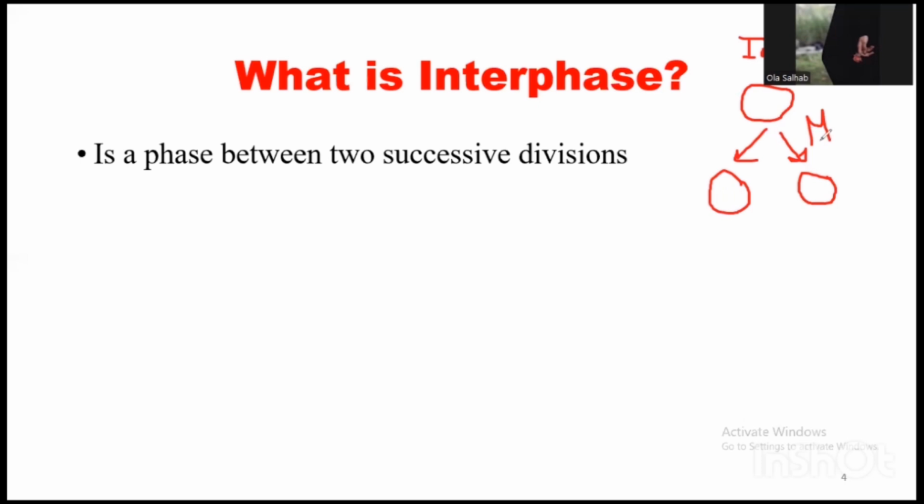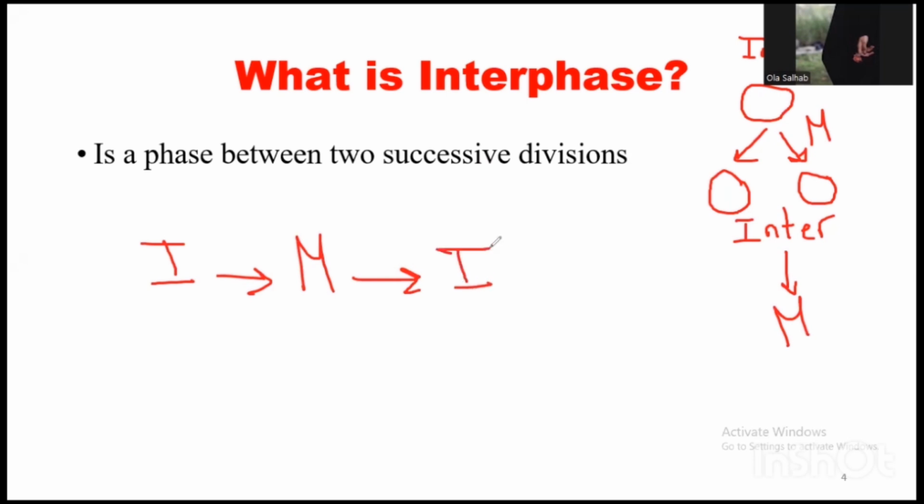Once it finishes mitosis, the resulting cells should go again into interphase before going into another mitosis. So simply: interphase, mitosis or meiosis, interphase, mitosis or meiosis, etc. So as a result, look, interphase is between two successive divisions. Division number 1, division number 2. Let's continue.